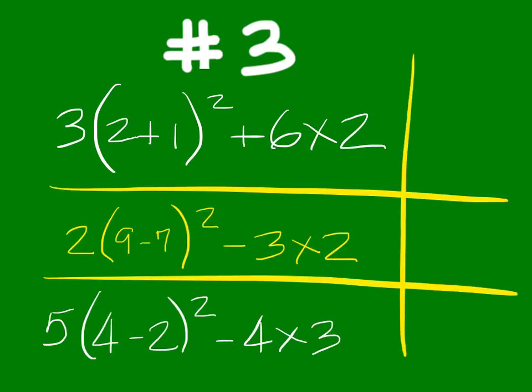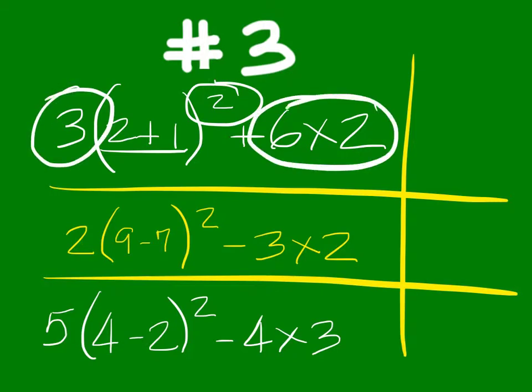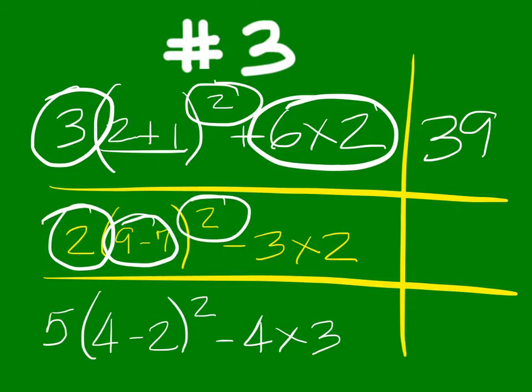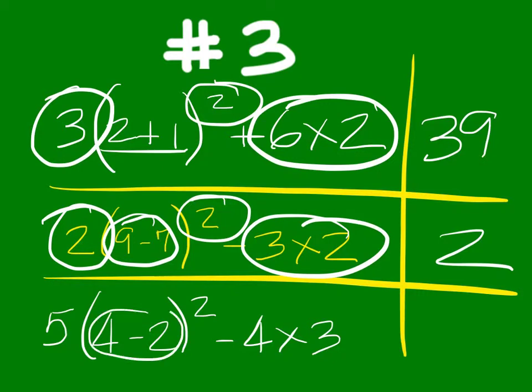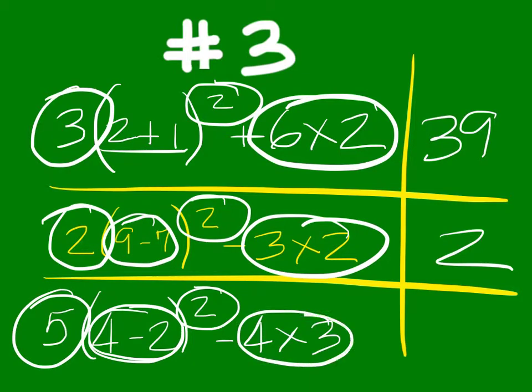We'll start with the first one. That's 3, 9, 27, plus 12 is 39. And this one is 2, 4, 8, minus 6 is 2. 4 minus 2 is 2. Square that to get 4. 4 times 5 is 20. 20 minus 12 is 8. Oh, you put it there.